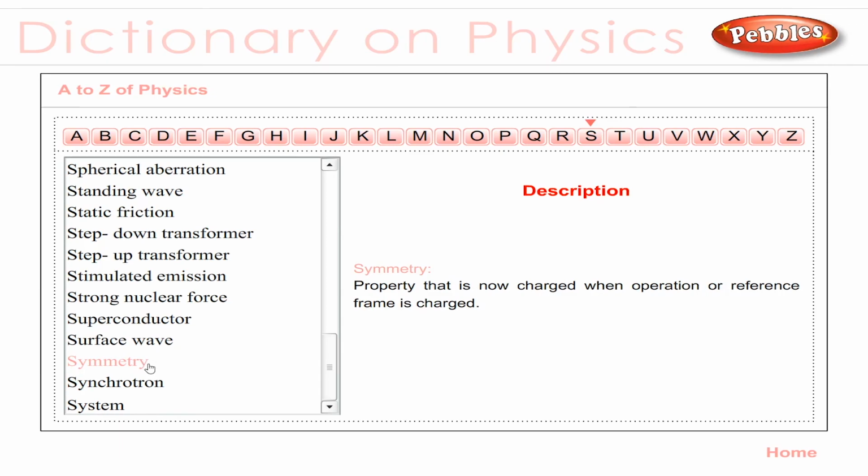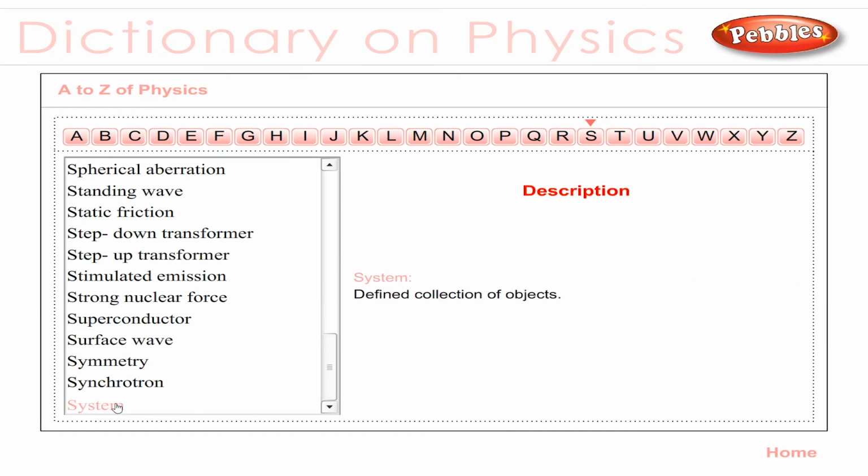Symmetry. Property that is unchanged when an operation or reference frame is changed. Synchrotron. Device to accelerate particles in which particles move in a circular path. System. Defined collection of objects.